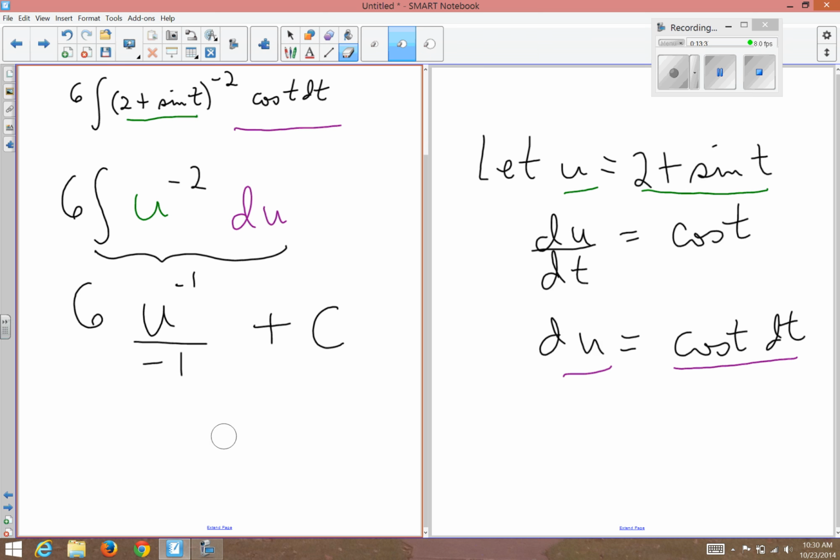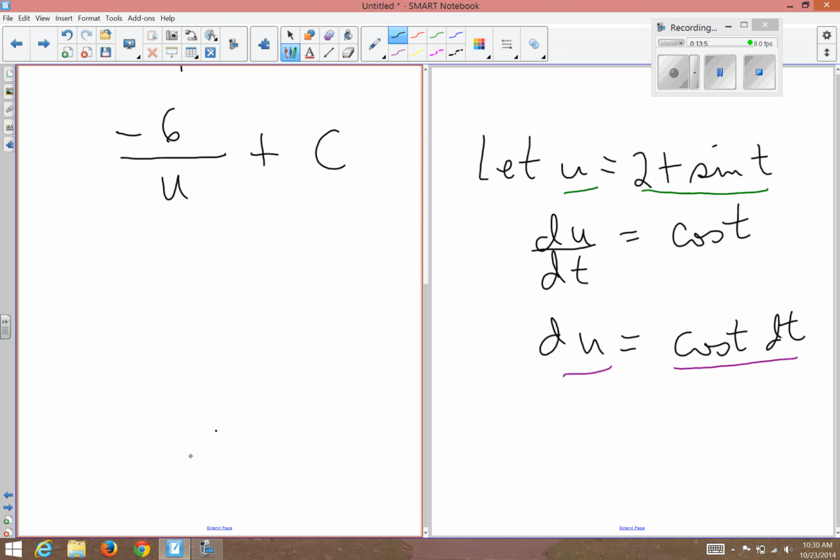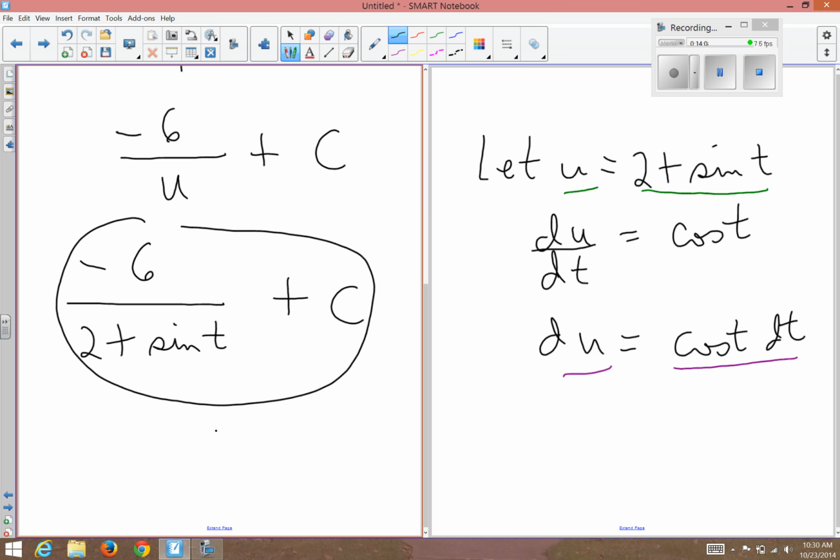And a simpler way to write what we just wrote is that's a 6 over negative 1, so it would be negative 6 over u, because u to the negative 1, I can make it u to the first if I write it in the denominator. And so the final answer is negative 6 over 2 plus sine t plus c. That's it. Negative 6 over 2 plus sine t plus c, because u is equal to this over here.